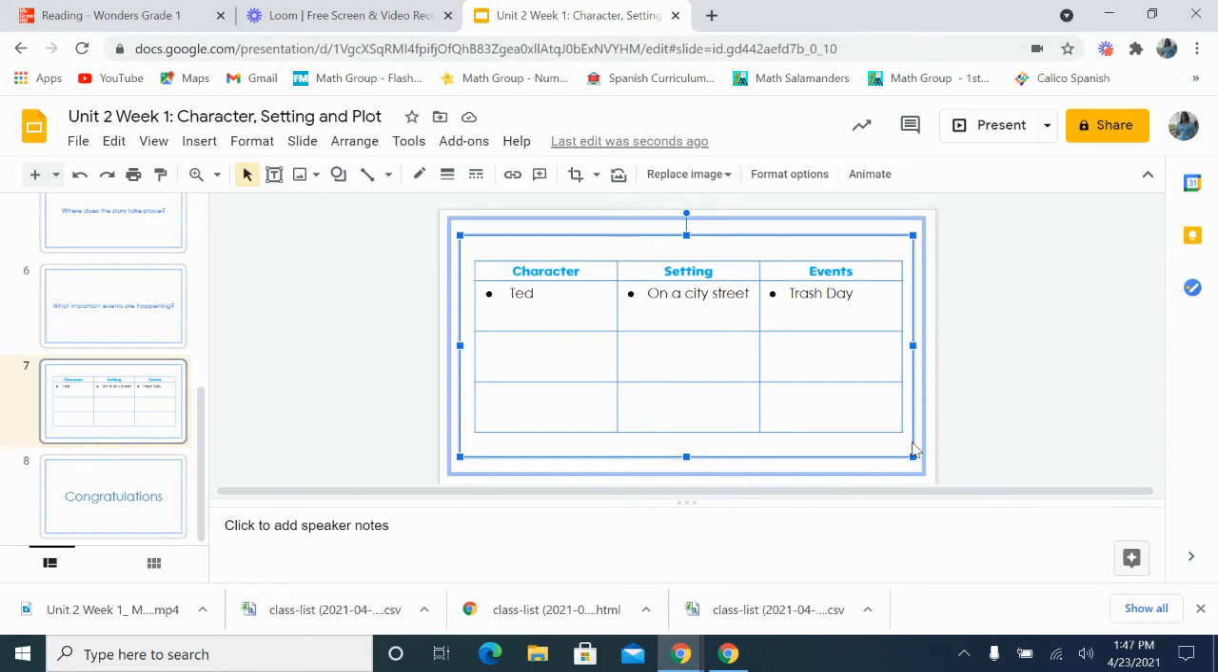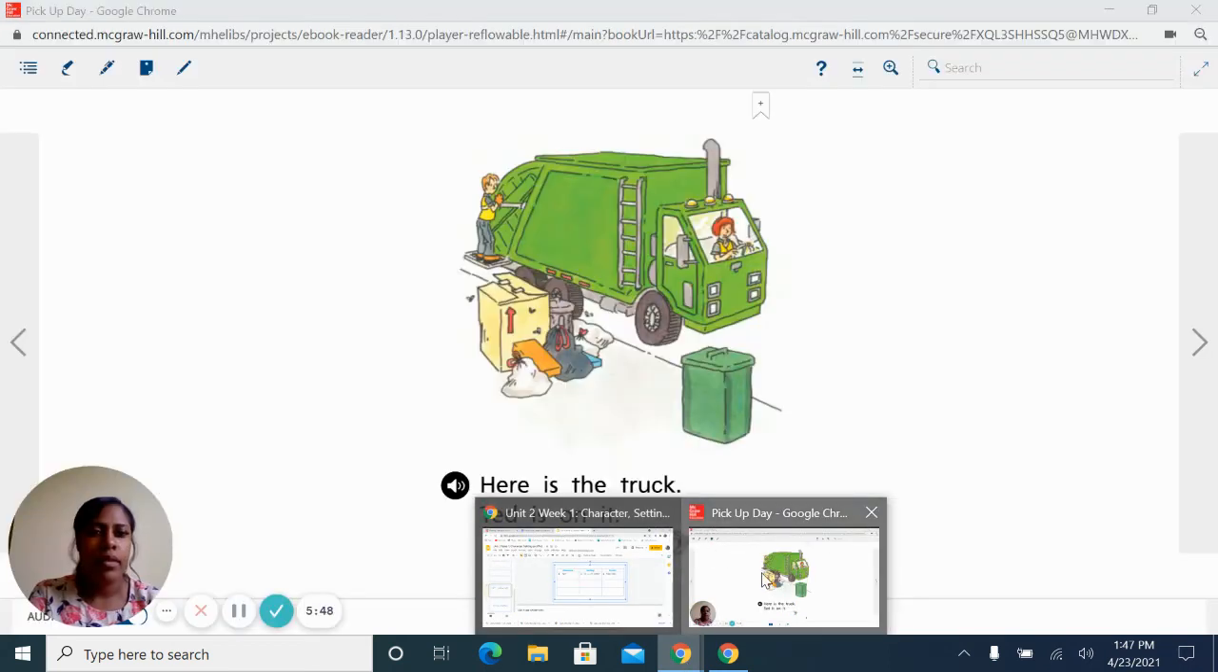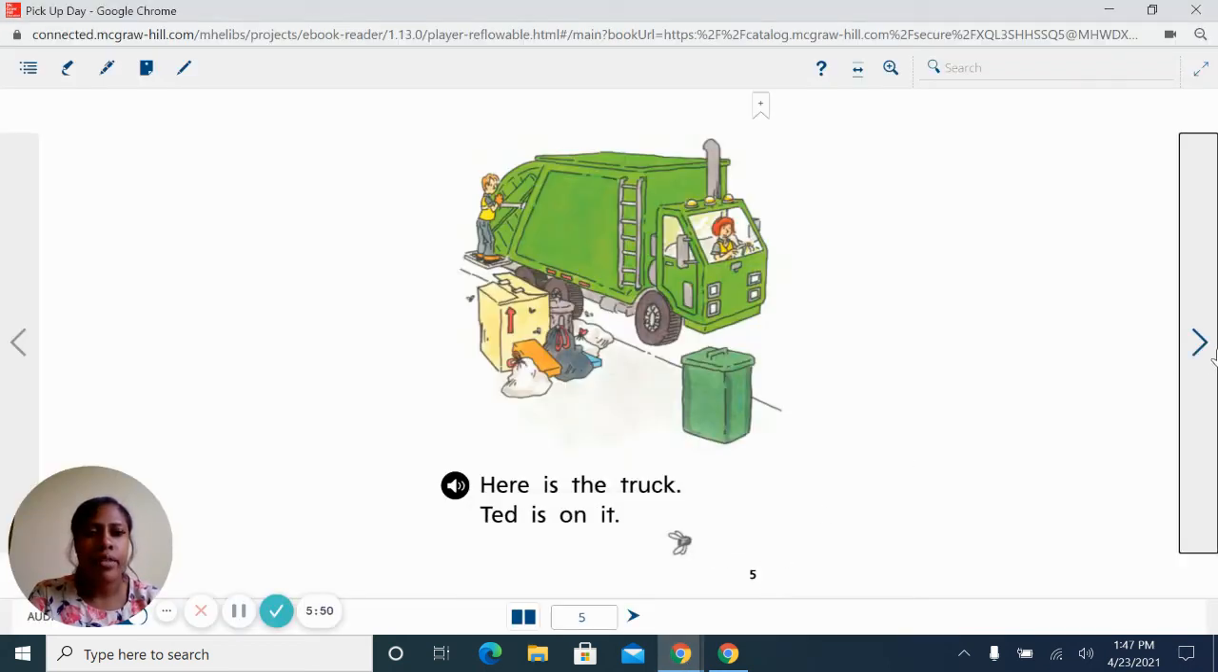Do you have all three of those things written down? If so, let's move on. If you need another moment to write your answers on your paper, pause the video and write them down now. Let's continue reading.